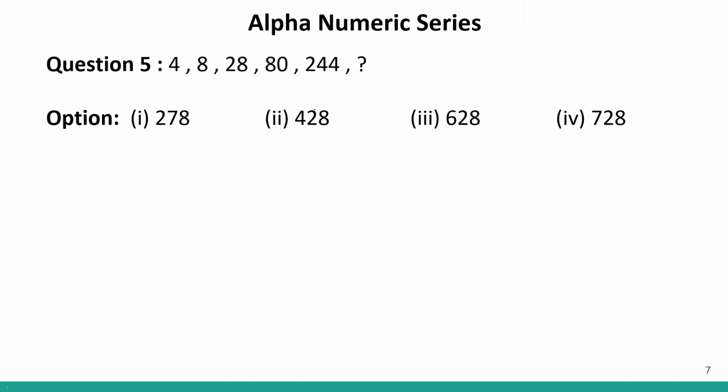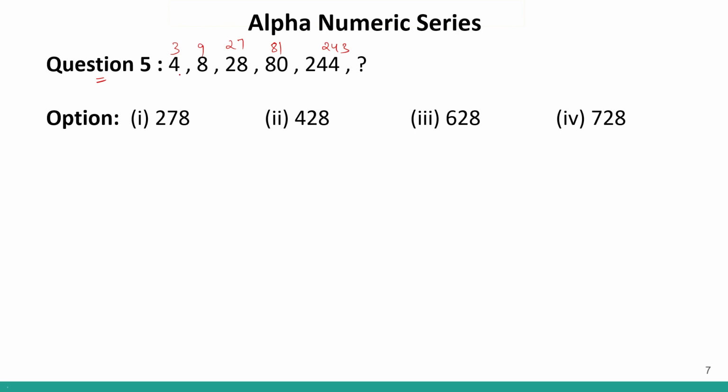Clear? Now, moving forward to question number 5. We have 4, 8, 28, 80, 244. I can see big jumps. These numbers are actually very close to certain numbers. If you see, 80 is very close to 81. 28 is very close to 27. 8 is very close to 9. 4 is very close to 3. Similarly, 244 is very close to 243.